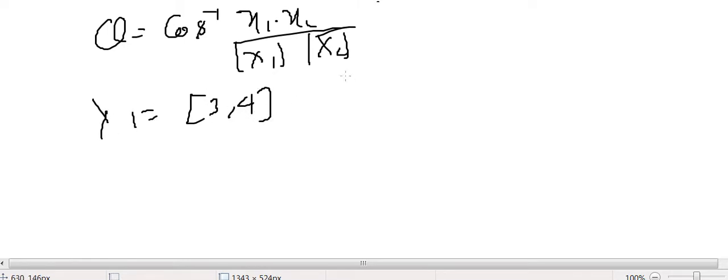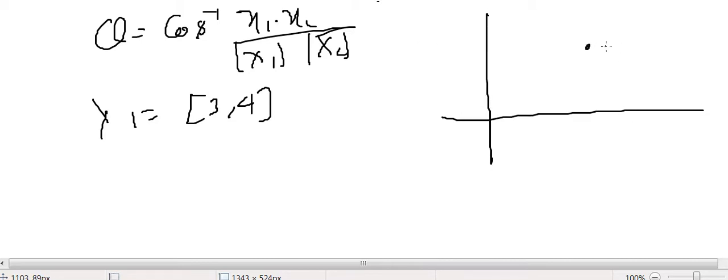Suppose you plot this. Suppose (3, 4) is this point. So what is the mod of x1? It is just its distance from the origin. This is actually the distance from the origin, basically. So this is your mod of x1.